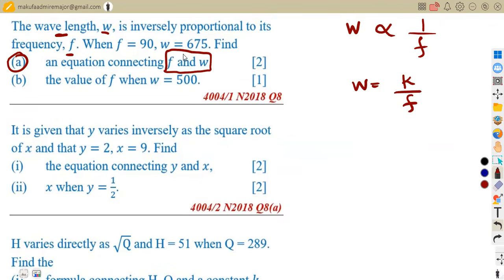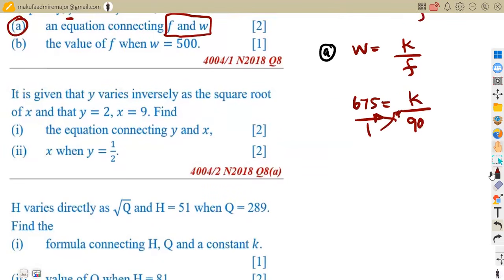So in this case, our w is given as what? 675. So we're simply going to substitute our value so that we can calculate k. So 675 is equal to k over f. f is 90. So how do you find k? You can simply cross multiply. So 1 times k, that's k, is equal to 90 times 675. All right, so there you're going to multiply, but as you can see, there's an advantage of a 0 there. You are going to obtain 60,750.